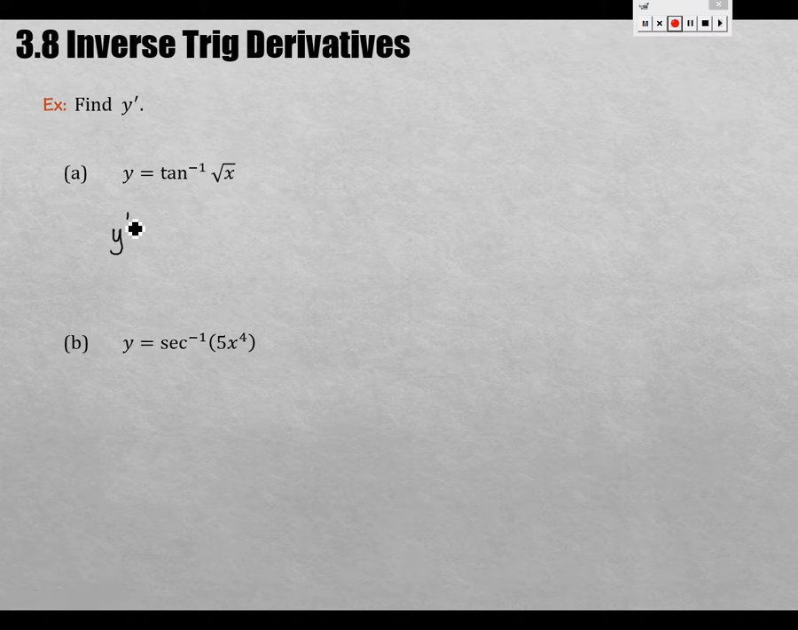So y prime here is equal to what? You can look at your page if you like: 1 over 1 plus x squared, or in this case, 1 plus root x squared, right? So that'll be 1 over 1 plus x. I guess we should say for positive x, or non-negative x, just because the original function doesn't even exist for negative numbers.